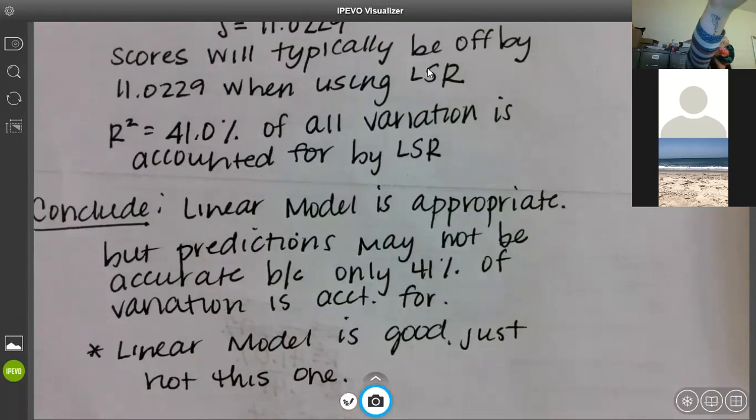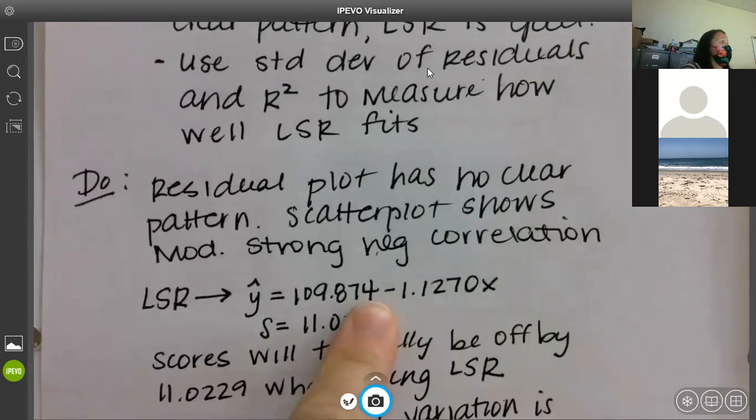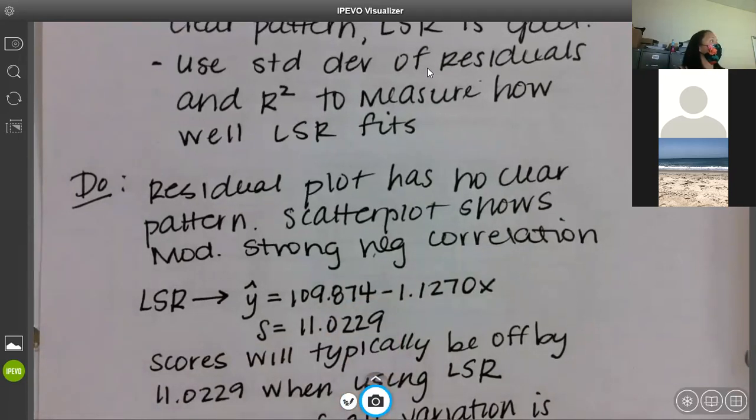Now, if instead of 41%, you would have gotten 80% of the data accounted for, it would be perfect. You would use this linear model and it would be a good fit. What if it was only 20% accounted for, would it be bad? It's still a linear model. Let's go look at the residual plot. Because there's no form, we are going to use a linear model. We just aren't going to use this equation because this is not the best equation to use. When would you say the linear model is bad? When you have a pattern in the residual.